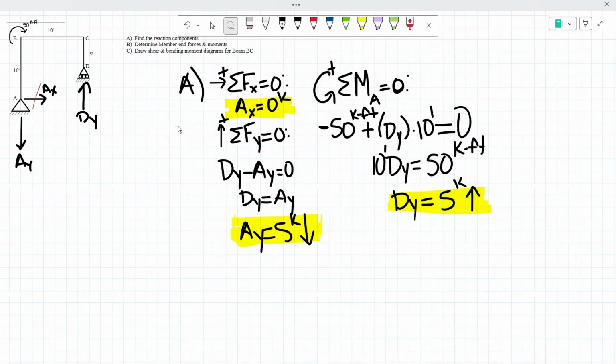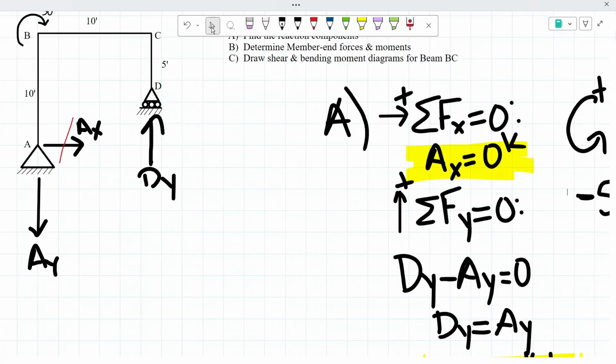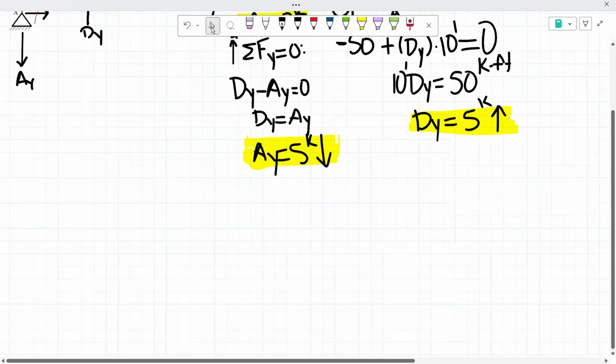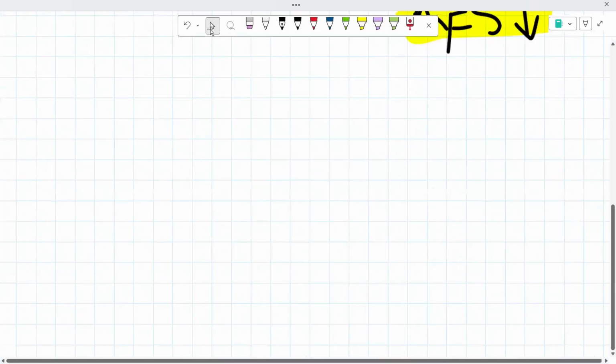Okay. So now for part B, it's asking us to determine the member end forces and the moments. What we're going to do to this figure right here is split it up member by member and determine those member end forces and those moments that come with it. This is for part B.